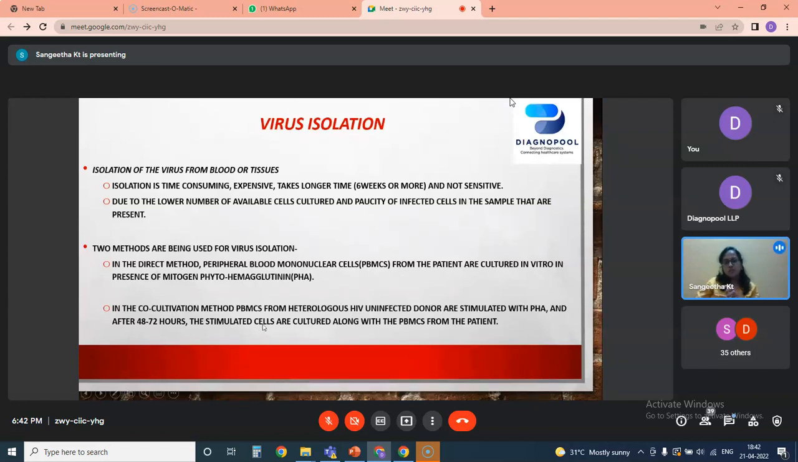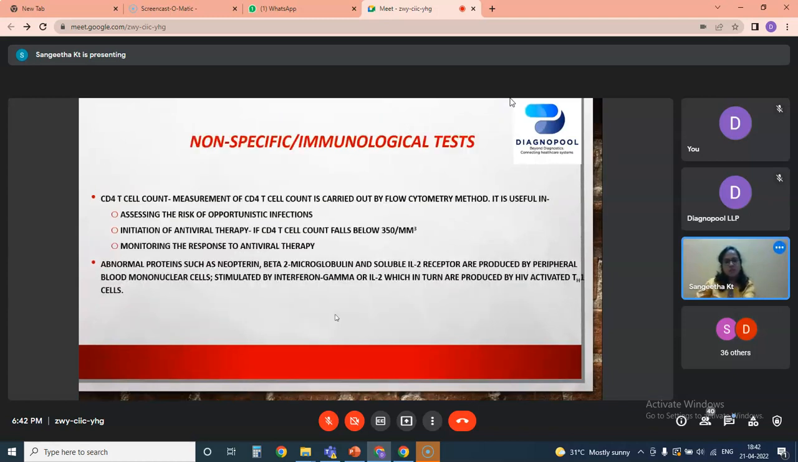And after that, we take the viral supernatant fluid, and we detect the HIV antigen either by PCR or by syncytial formation or by immunofluorescent methods, where you can detect the HIV virus. But this is not commonly used because it is quite stringent. It requires high biosafety containment facilities, etc. So not so commonly used.